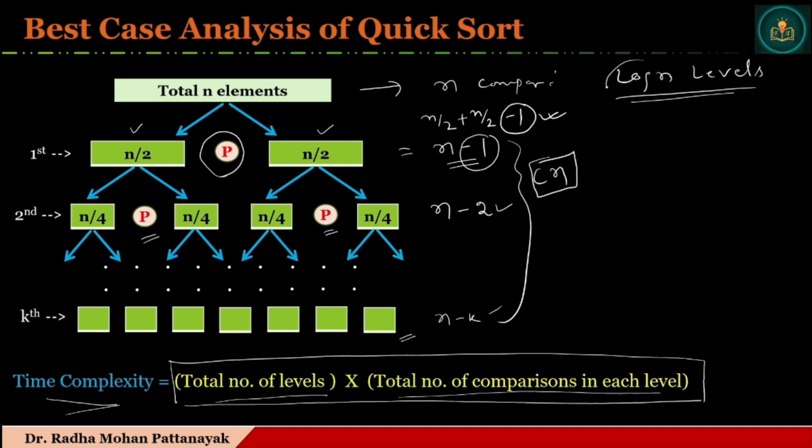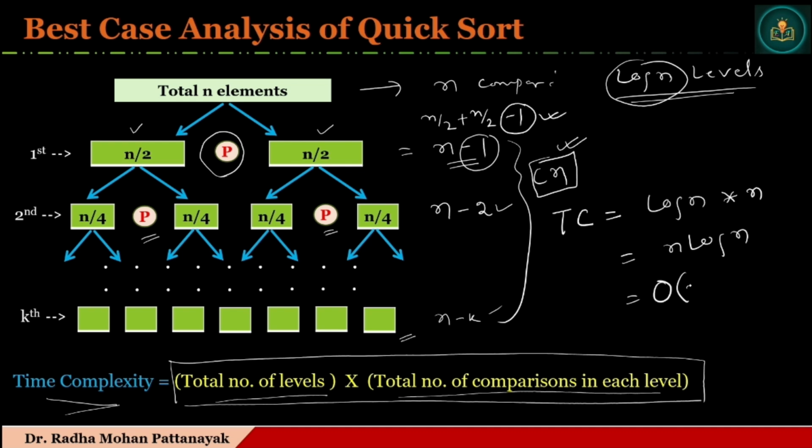That is log n levels. Then each level contains how many comparisons? That is n comparisons, nearly n comparisons. So find the time complexity. Time complexity equals total number of levels, that is log n, and total number of comparisons required, n. Clear? So the complexity equals n log n, and it is big O of n log n. I hope you understood. This is the total time complexity in the best case for the quicksort method.